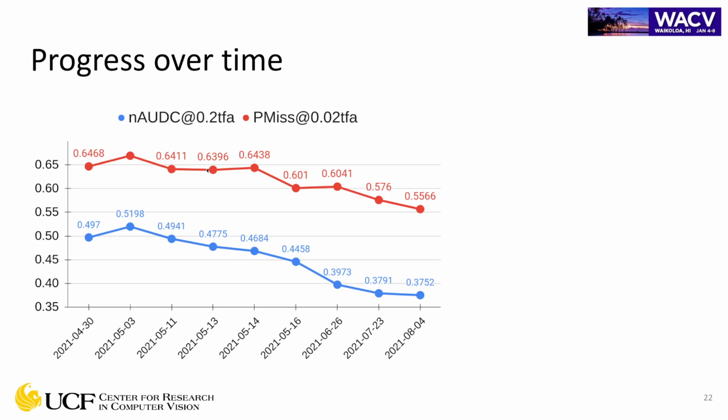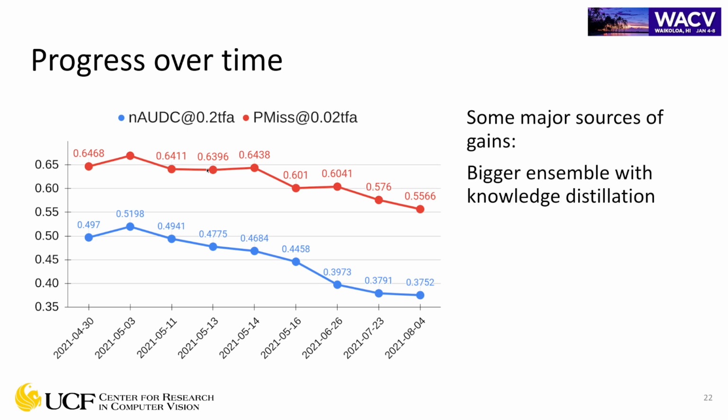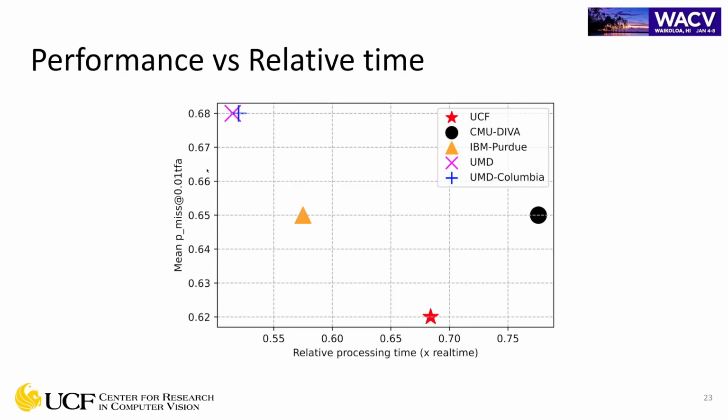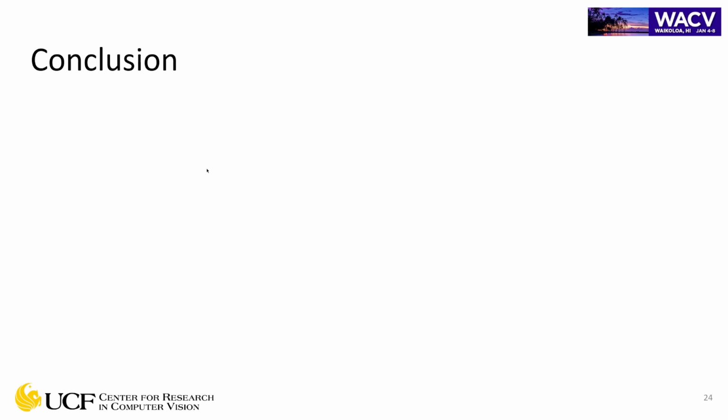Over time, our PMISS and NAUDC dropped significantly leading up to the end of the SDL competition. Some of the things that caused the most significant drops include using a bigger ensemble with knowledge distillation and the spatiotemporal deduplication step in post-processing. Our system also achieved the best PMISS while being only slightly slower than the average high-performing system, though it still performs much faster than real-time.